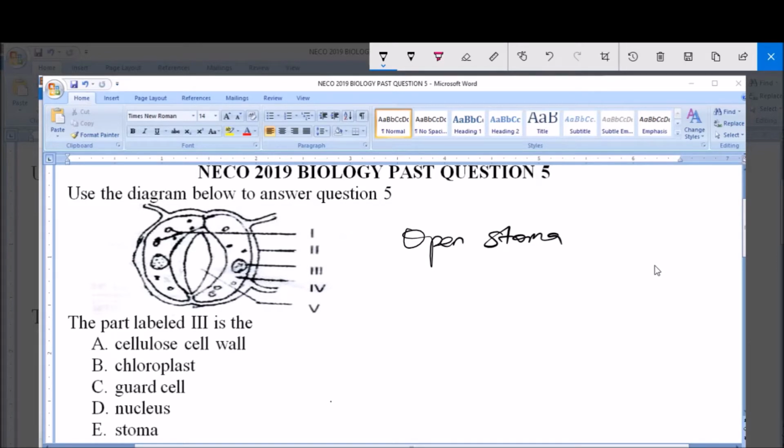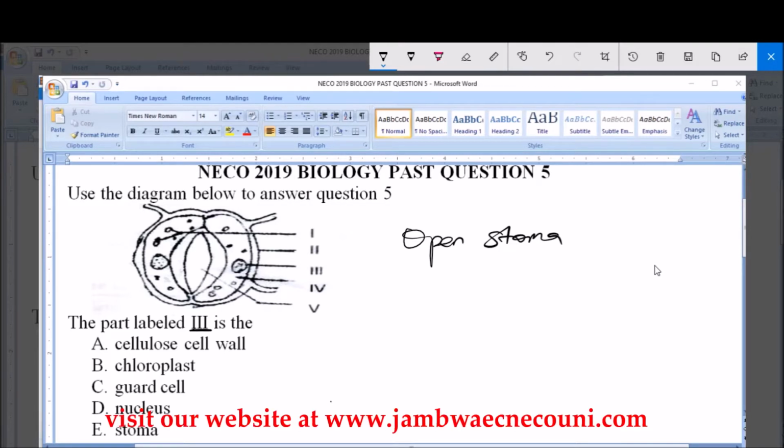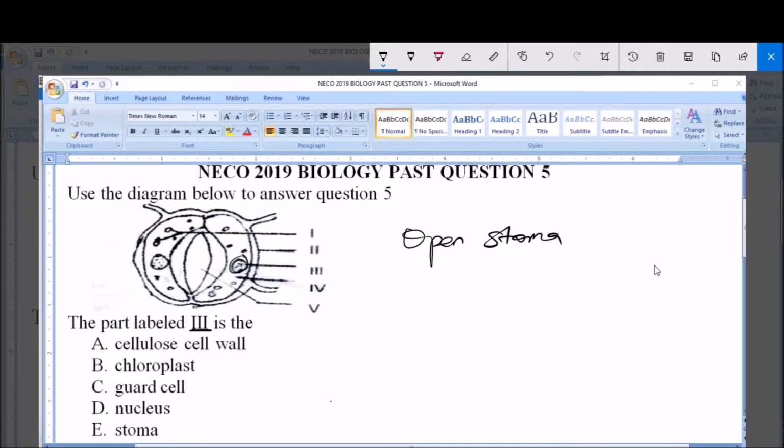Now the question says we should use this diagram to answer this question, and the question says the part labeled 3 is the. Now this is the part labeled 3. Let's trace it. So it is the what? A says cell wall, B says chloroplast, C says guard cell, D says nucleus, and E says stoma. Like I said, this diagram illustrates what? An open stoma or open stomata.